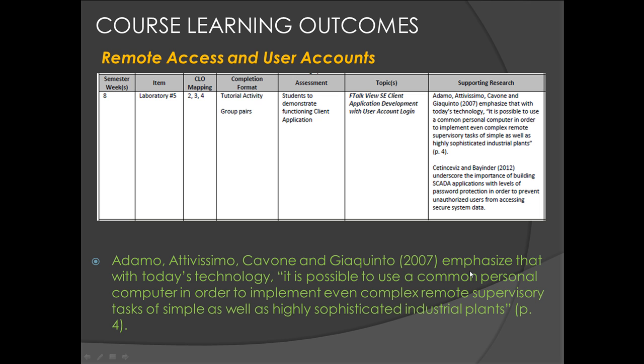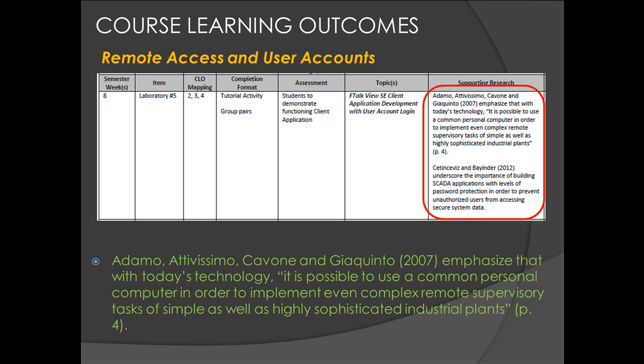Continuing with our look at the course learning outcomes and how they relate to lab activities, authors emphasize that with today's technology, it is possible to use a common personal computer in order to implement even complex remote supervisory tasks of simple as well as highly sophisticated industrial plants. In this assertion, the authors highlight the ability to create SCADA operator screens to control and monitor equipment from remote locations.